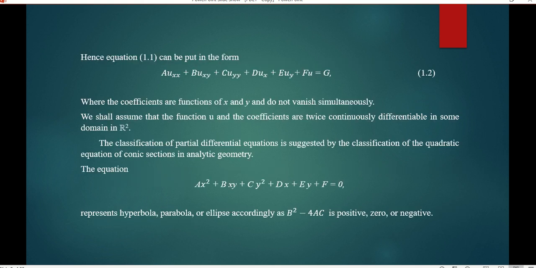Now we can write the equation 1.1 in a more convenient form as Auxx plus Buxy plus Cuyy plus Dux plus Euy plus Fu equal to G. Here the coefficients are functions of x and y and do not vanish simultaneously. Here we assume that the function u and the coefficients are twice continuously differentiable in the domain R square.